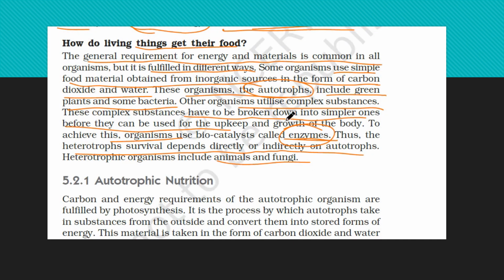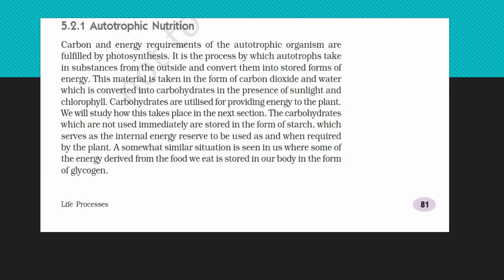Okay, now we are starting with autotrophic nutrition. I told you earlier, what are the plants doing? The carbon and energy requirements of the autotrophic organism are being fulfilled by photosynthesis. It is the process by which the autotrophs take in substances from outside and convert them into a stored form of energy. This material is taken in the form of carbon dioxide and water, which is converted into carbohydrates in the presence of sunlight and chlorophyll. Is it clear? It is converted into carbohydrates in the presence of sunlight and chlorophyll.